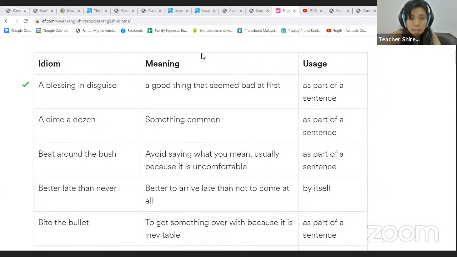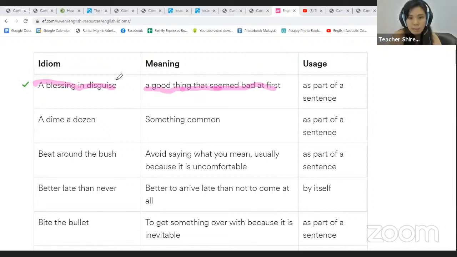Let me give you some examples, okay? A blessing in disguise means something good happened, but at first you thought it was something bad. It's like COVID. COVID is a blessing in disguise because I thought COVID was a very bad thing, but because of COVID I have a little more time to spend with my family. Mommy and daddy work at home, so I can spend more time with daddy. Understand? At first it was something bad, but out of the bad thing you found something good.